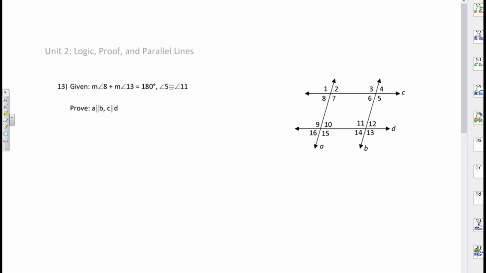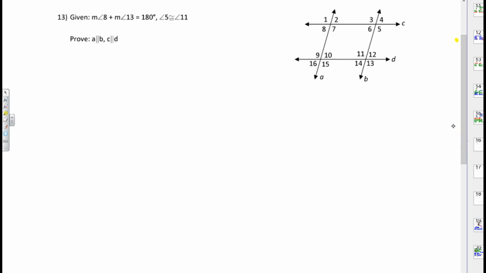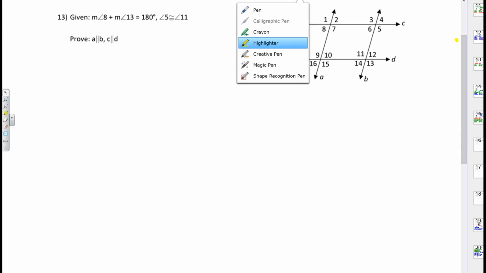All right, guys, moving right along, let's take a look at this proof. It's a little bit more involved because we've got supplementary things happening in it.